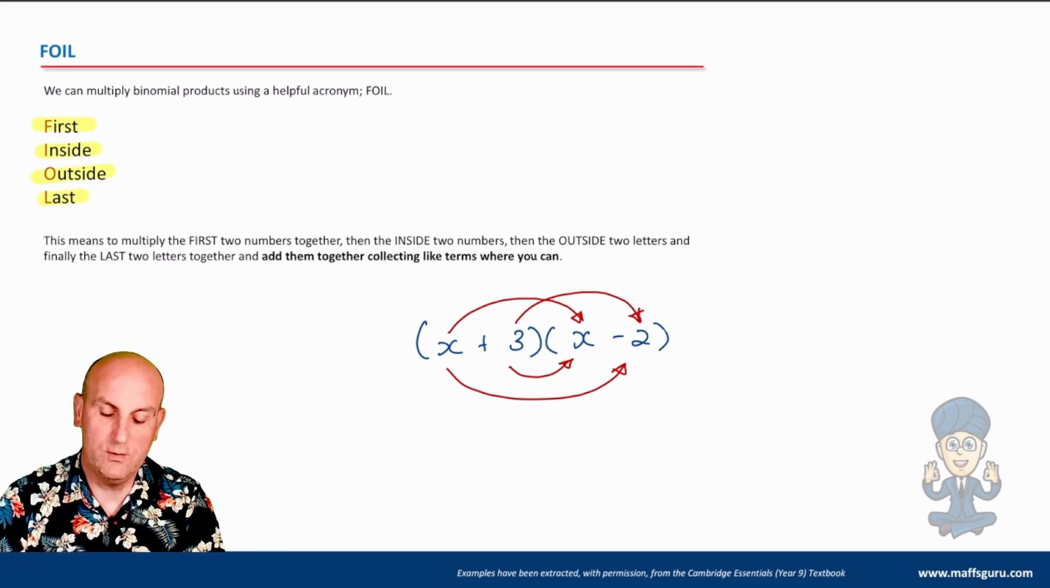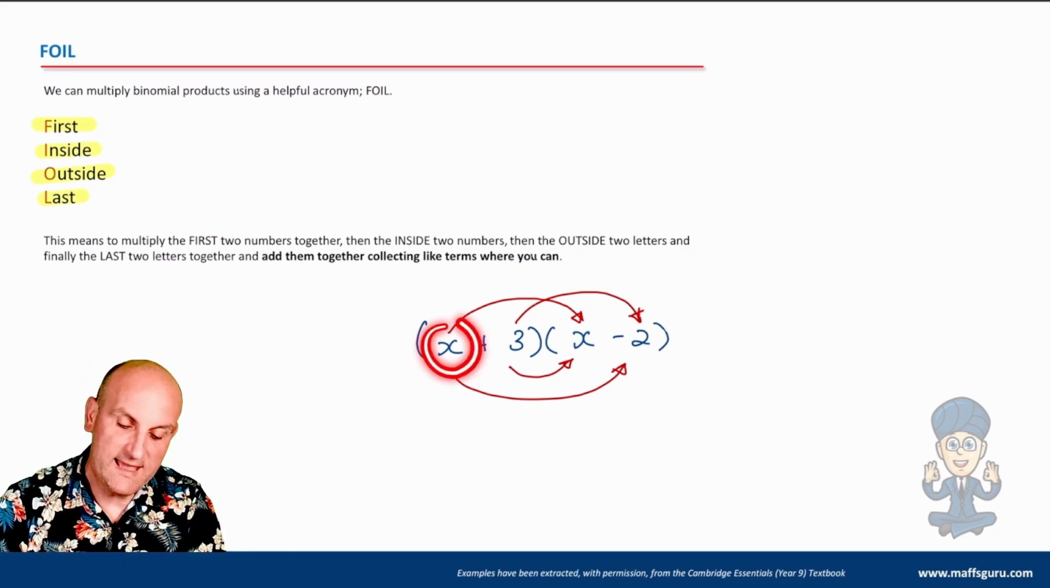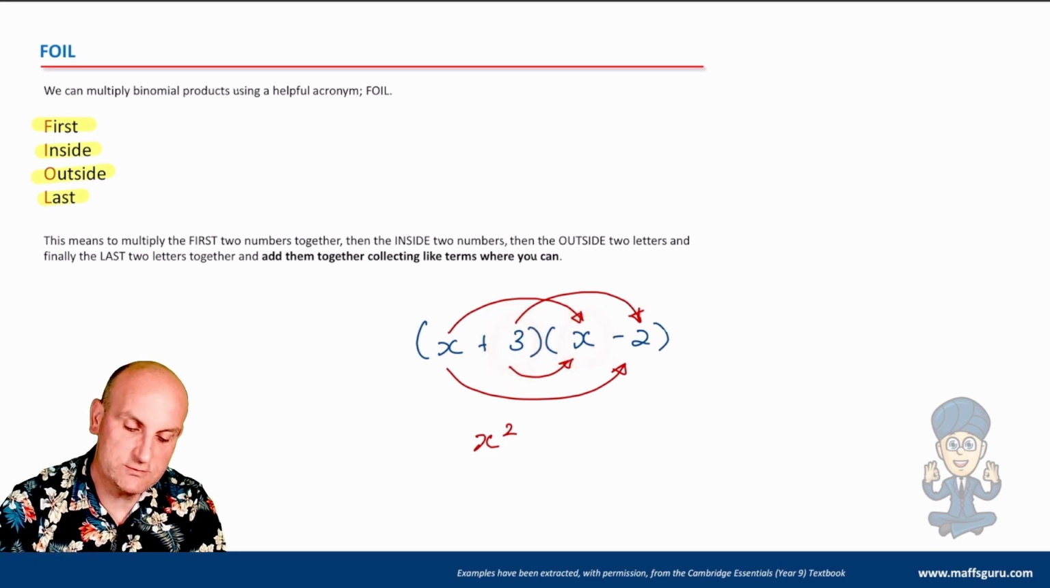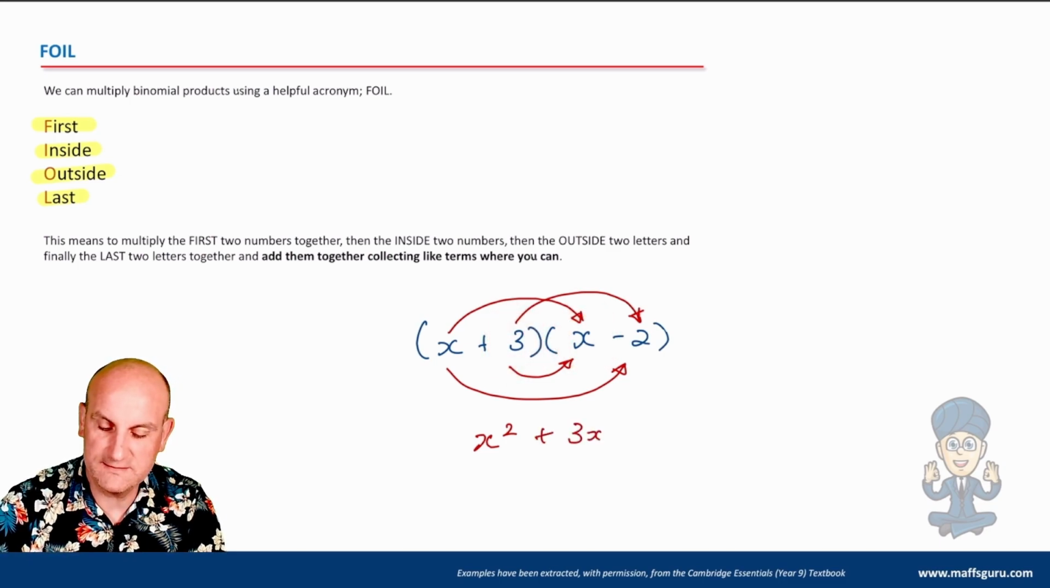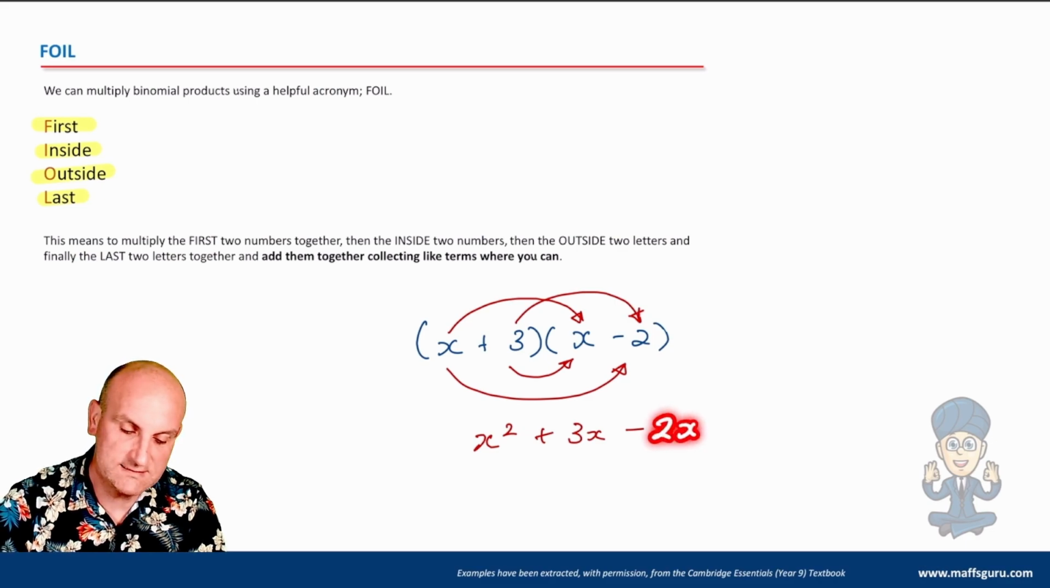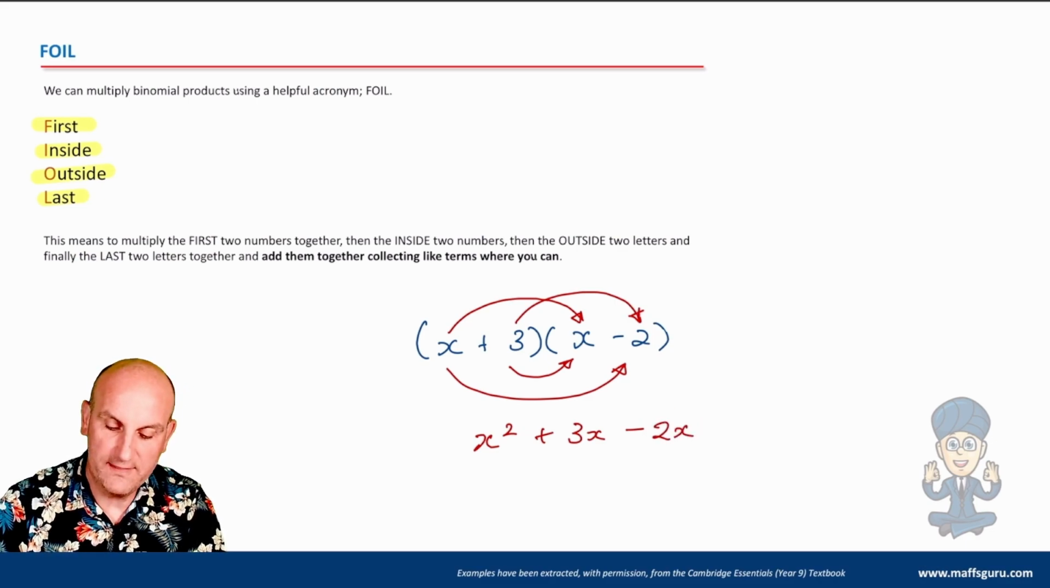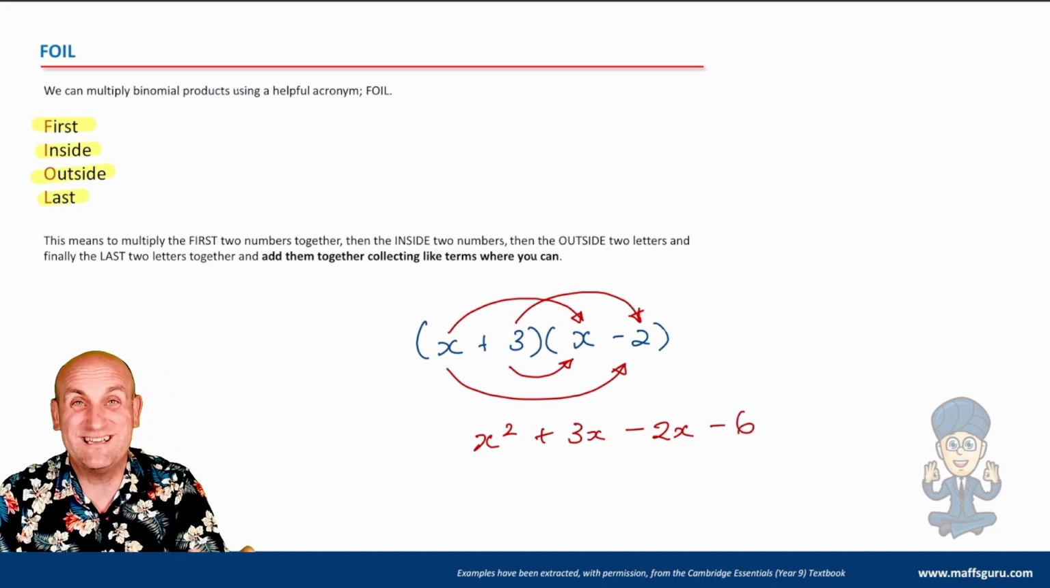So if I was to do that, x times x would give me x squared. Plus 3 times x would give me plus 3x. Outside, x times minus 2 would be minus 2x. And then the last two terms would be plus 3 times minus 2, which is minus 6. And lo and behold, it's exactly the same thing.